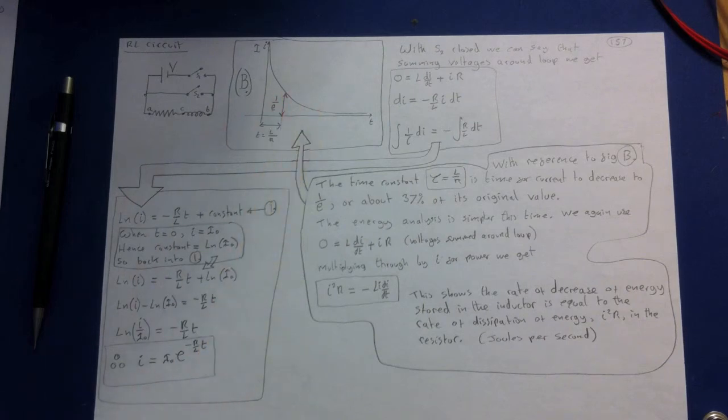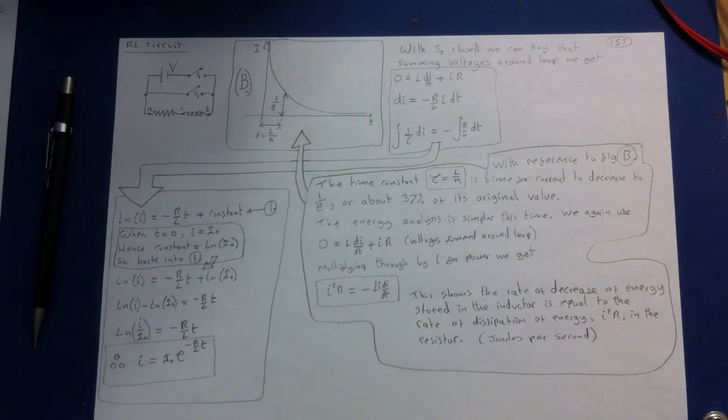The time constant tau now is L over R, so you can see the time constant is L over R. It's the time for the current to decrease to 1 over e. You can see if you put L over R in there, then obviously that's going to reduce to minus 1, so that's just 1 over e. That's about 37% of its original value.